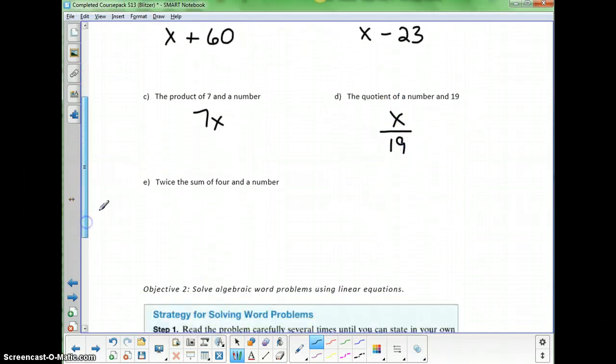And finally, twice the sum of a number and 4. Twice means 2 times. It's twice what though? Twice the sum, so it's 2 times the sum of 4 and a number. Those parentheses are very important right there. It's not 2 times 4 or 2 times a number, it's 2 times or twice the sum, that entire sum.